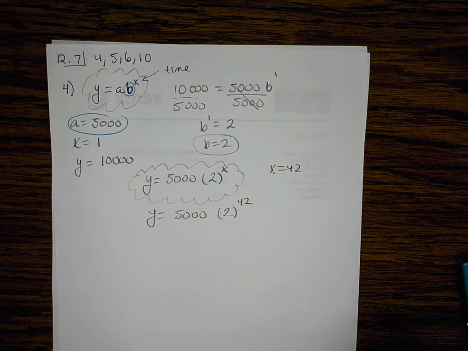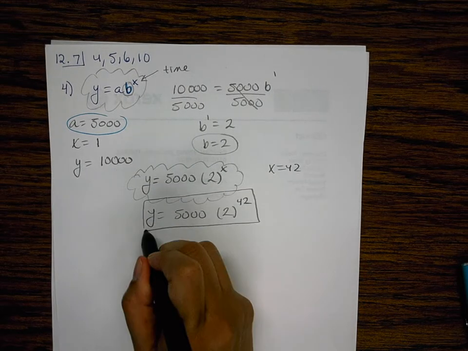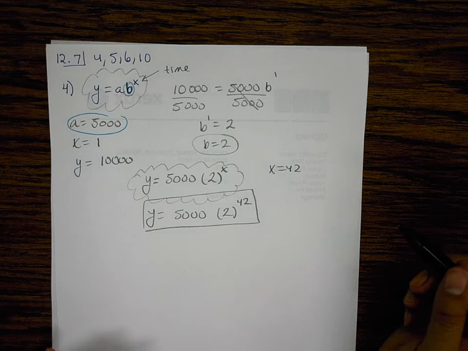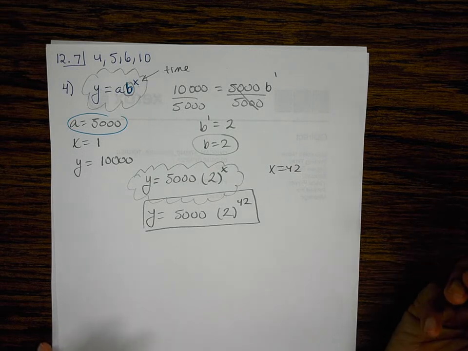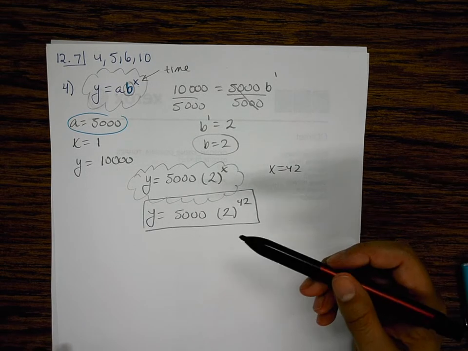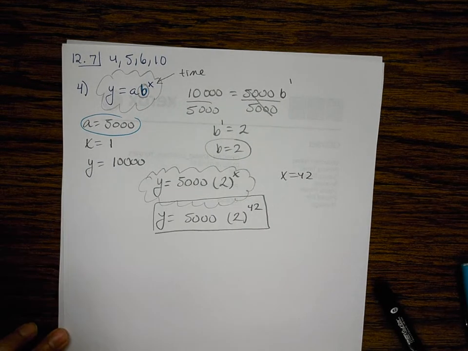And it says to leave it in exponential form, so this is what I'm going to leave my answer. If you actually plugged it in, it ends up being some really gigantic, huge number that it writes in scientific notation form, and it's just crazy big. So this is how we're going to leave our answer for number 4. Okay, number 5.